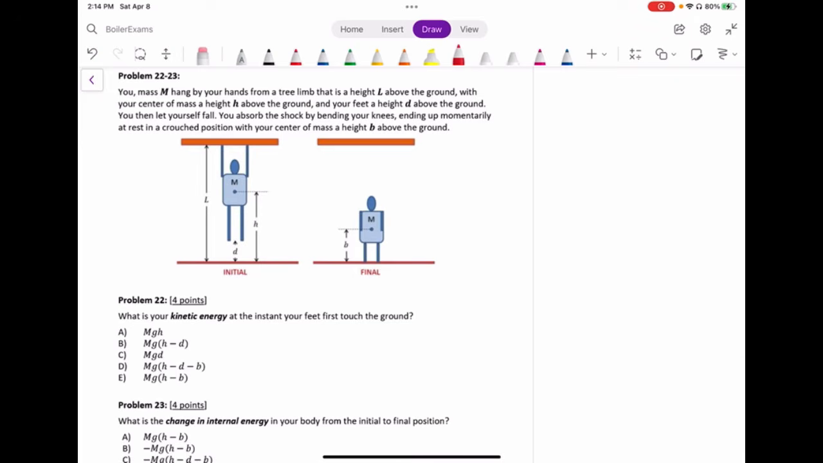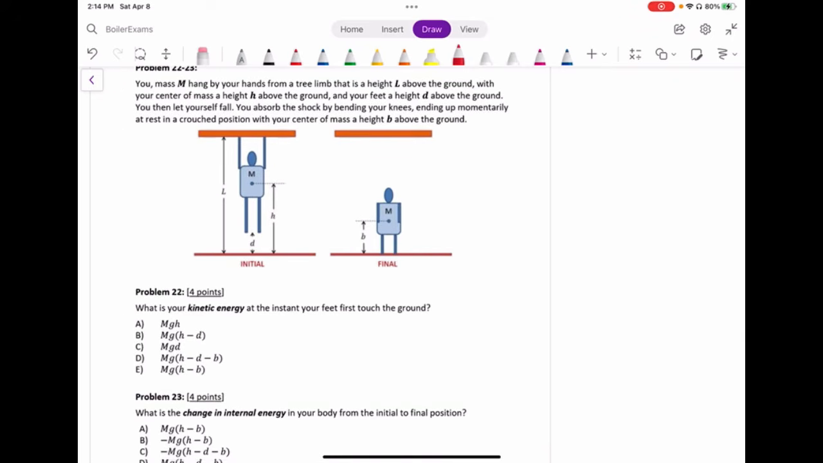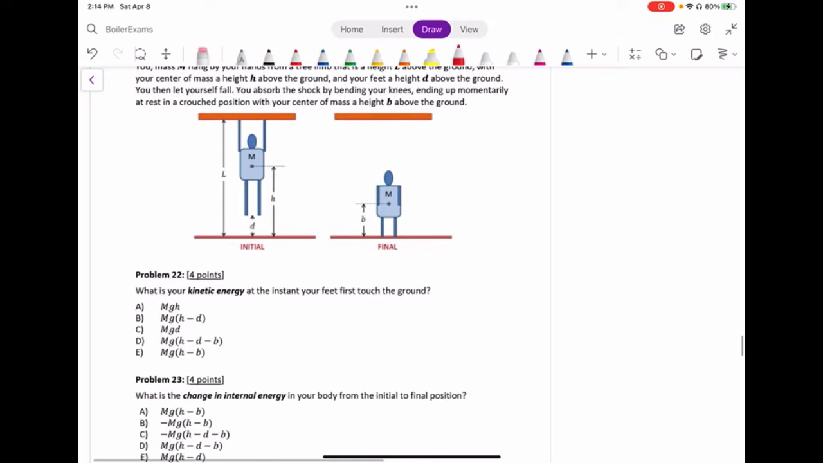You hang by your hands from a tree limb. That's a height above the ground, and then you let yourself fall. You absorb the shock with your knees. And then you end crouched. Okay. What is the kinetic energy at the instant your feet first touch the ground? Okay, let me draw. So this is the final. This is all the way at the end after you're crouched. Let me draw a little intermediate picture here.